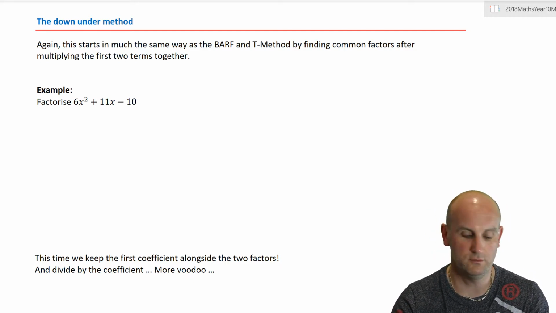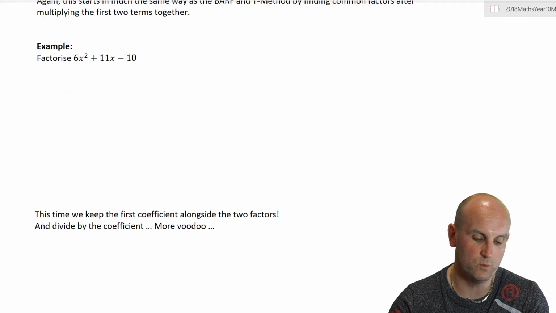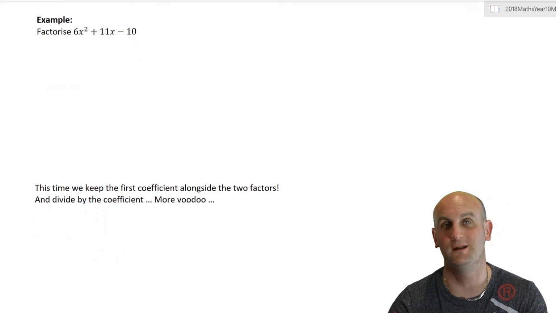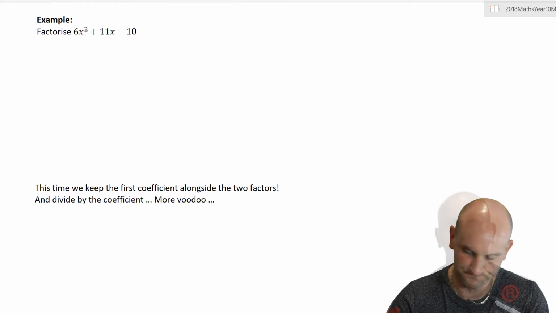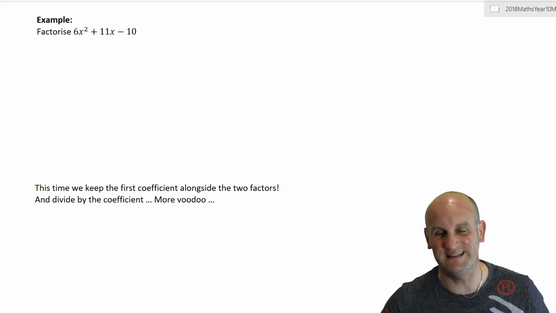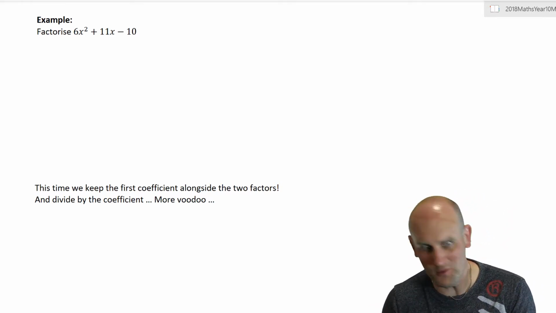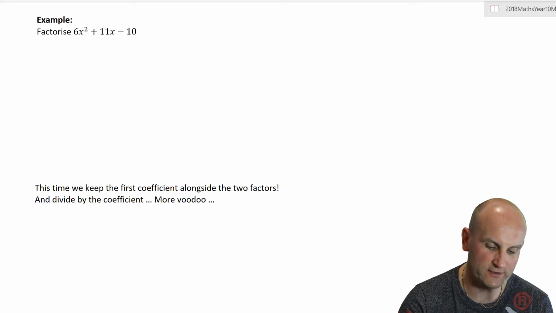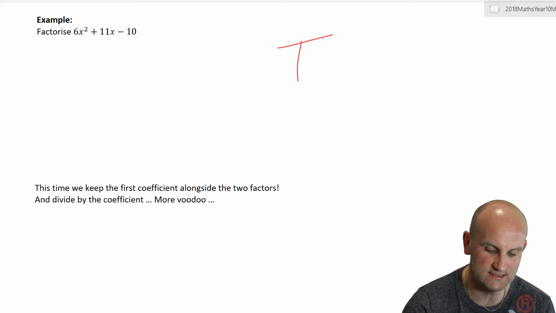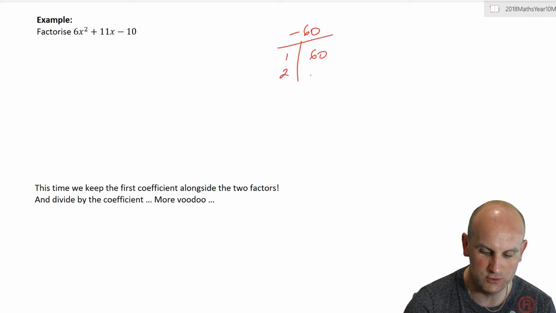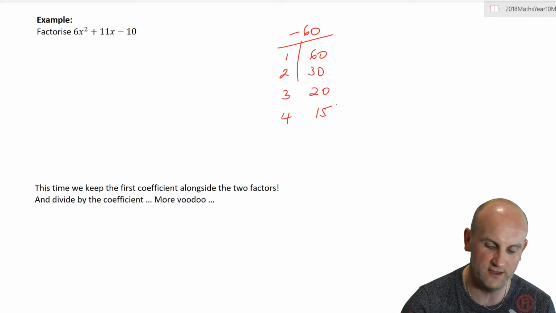And there is a method called the Down Under method. Again, this is weird. It is voodoo, and I desperately want to play the clip again, but I won't. And the good news is it starts in exactly the same way as the T method. So, new example, factorise that. Well, same thing. 6 times minus 10 is minus 60. 1 and 60, 2 and 30, 3 and 20, 4 and 15.